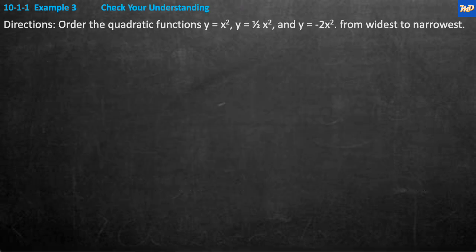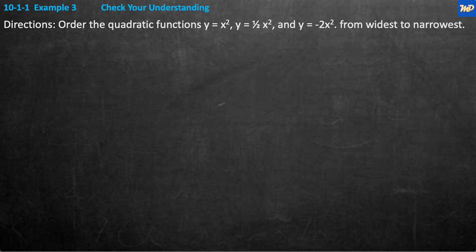Okay, example 3, check your understanding. So they want you to figure this one out on your own, and I'll give you time. You pause the video, and when you come back, we'll go over and come up with these answers. What they're asking is to order the quadratic functions from widest to narrowest, like we just completed in the previous slide. So go ahead and do it. When you come back, we'll continue.